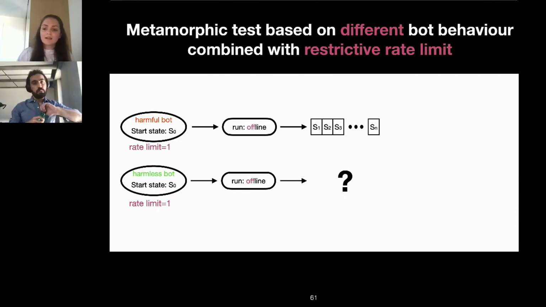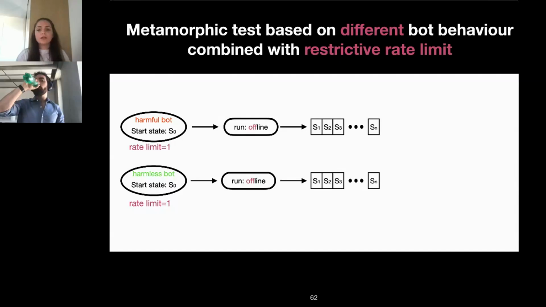In this case, with a very restrictive rate limit, we can define a metamorphic relation that tests that the results of these two simulations are exactly the same. And that is thanks to the restrictive rate limit.